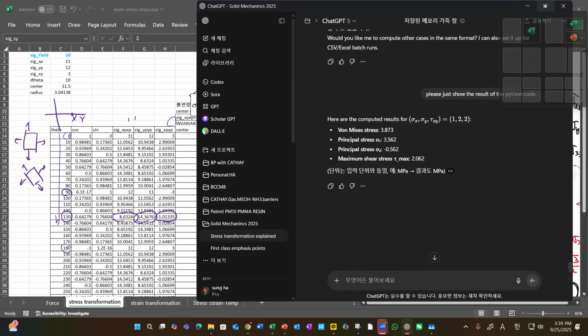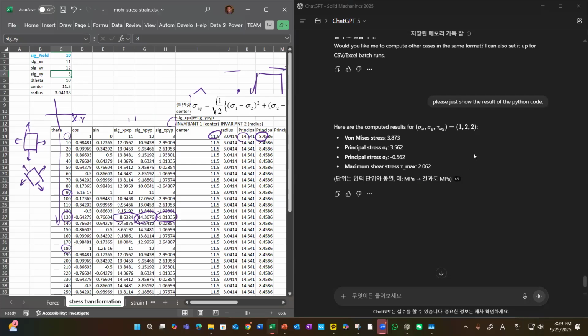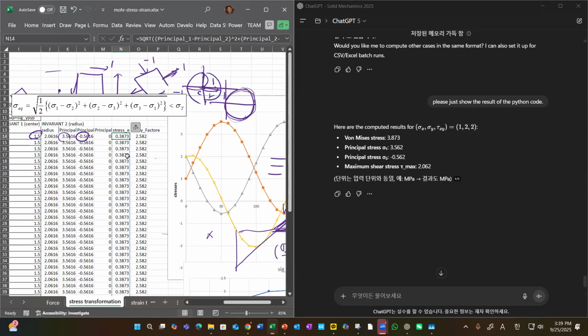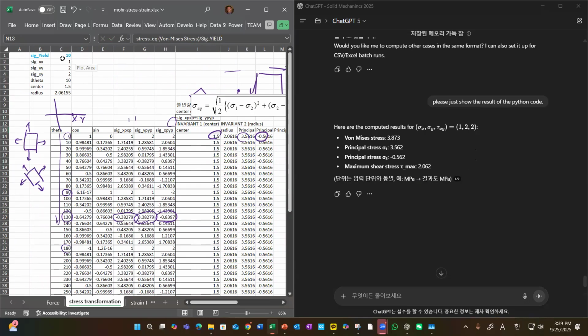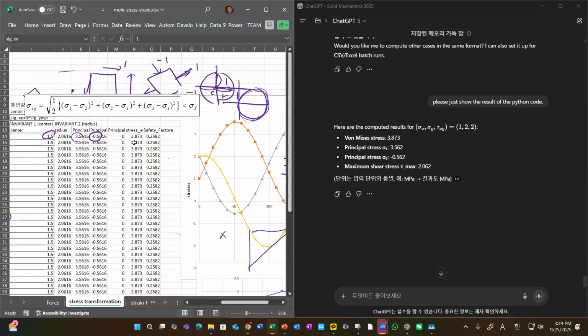So let's confirm with our Excel tools. Say 1, 2, 2. Then the van Mises stress will be 3.8. Okay, sorry. 우리가 이 von Mises를 yield strength로 나눴구나. Yield strength를 let's have a 1. So which will be the 3.873, exactly the same.